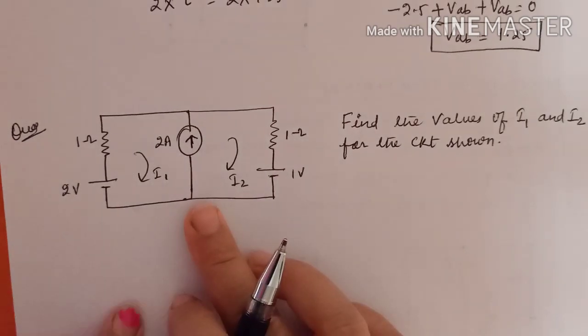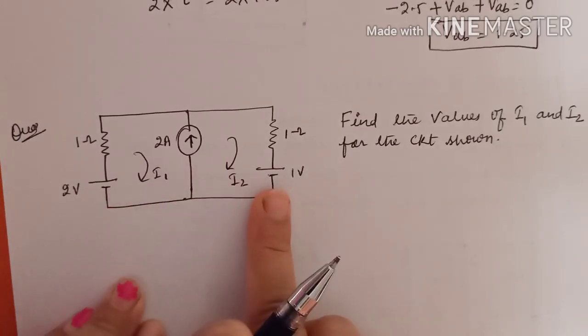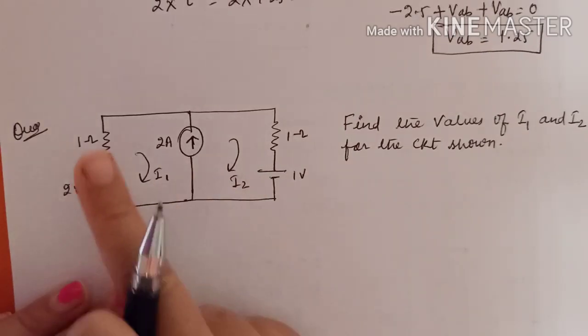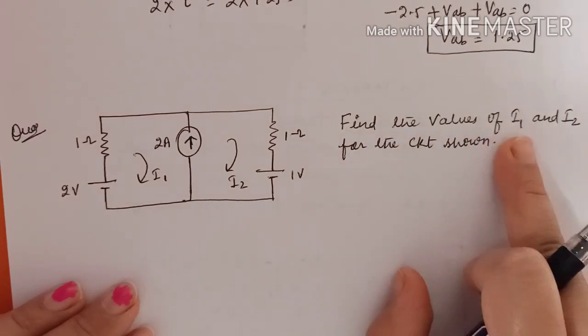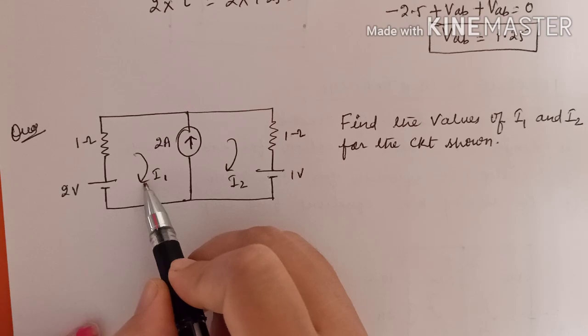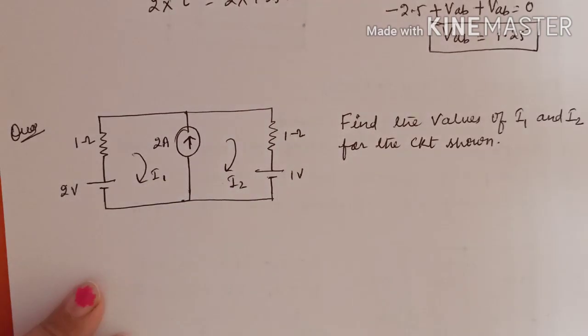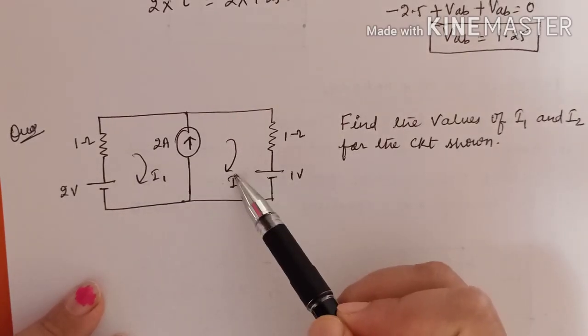So in this question, one voltage source, two voltage source and one current source is given and two resistors. In this question you need to find the value of I1 and I2. The current directions are also given for I1 and I2. So here you have to identify the loops. One loop is this one, another loop is this one.